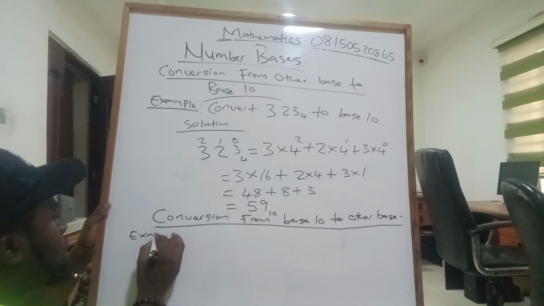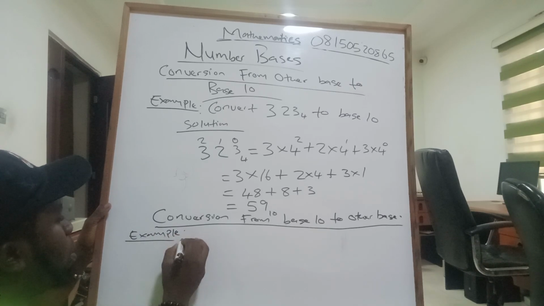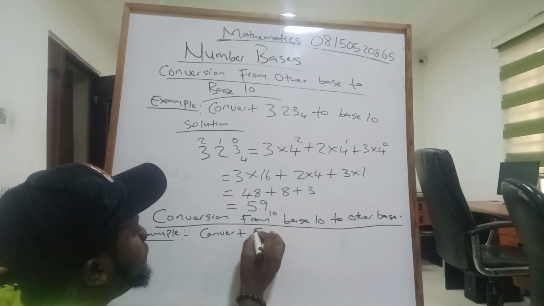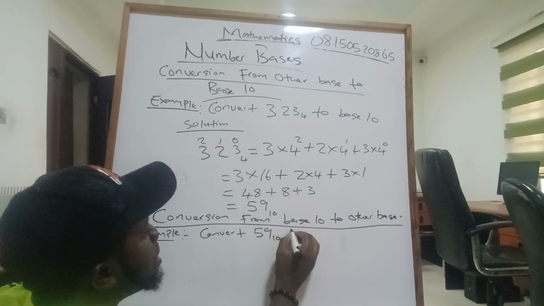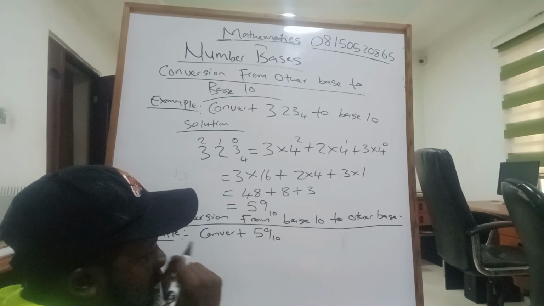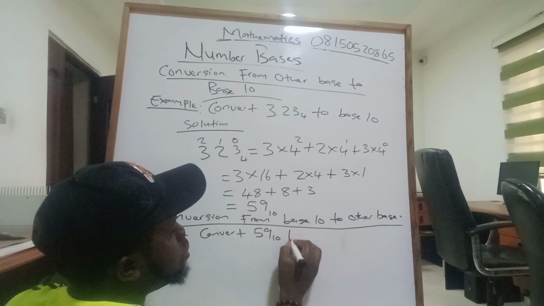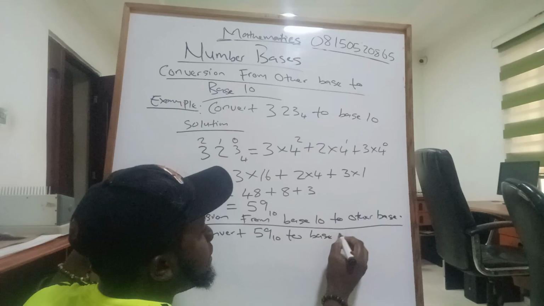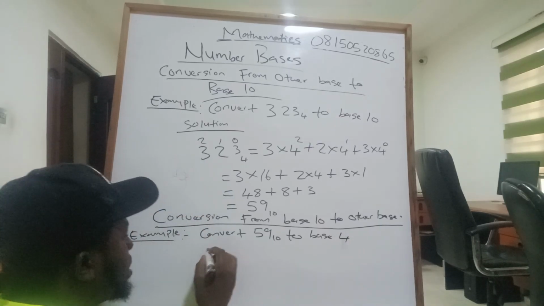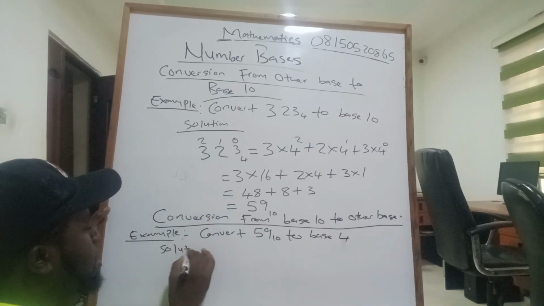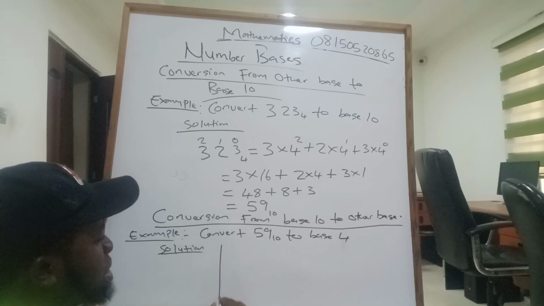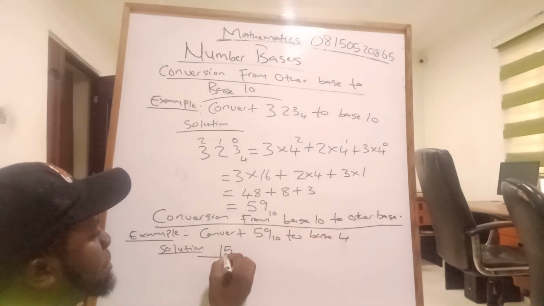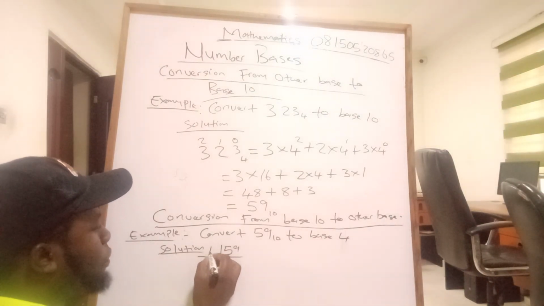Example. Convert 59 base 10. And if they don't put any base, it means it's naturally in base 10. Or you see base 10 to, we converted from base 10 to base 4. So what you do, you follow this method, solution. So you put it on a table like this. Then you have your 59. You start dividing by 4.